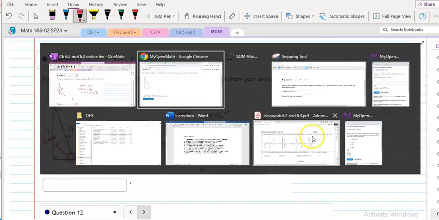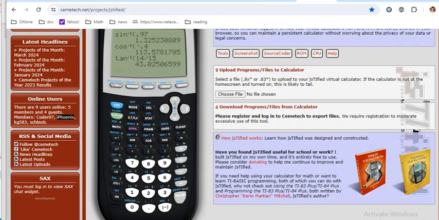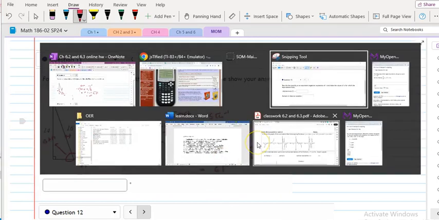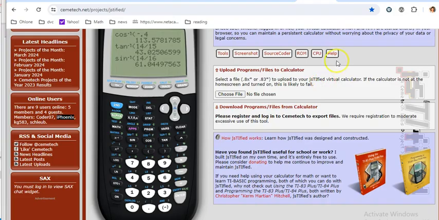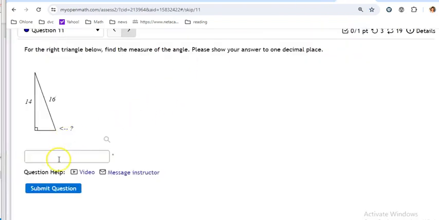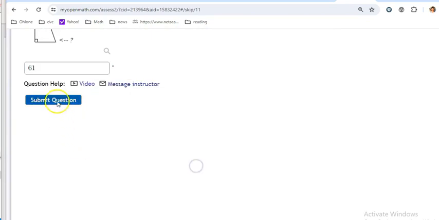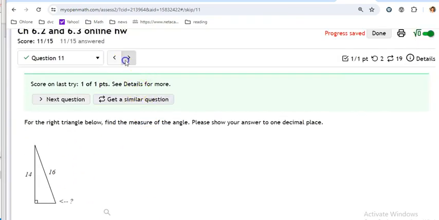That is equal to, second sine inverse 14 over 16, 61. Rounded to one decimal place, it is 61.0.